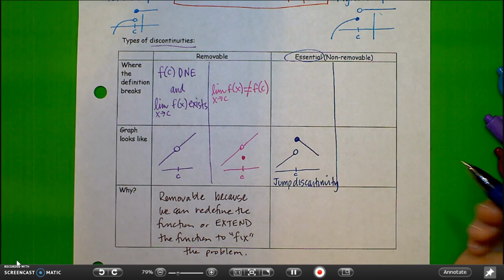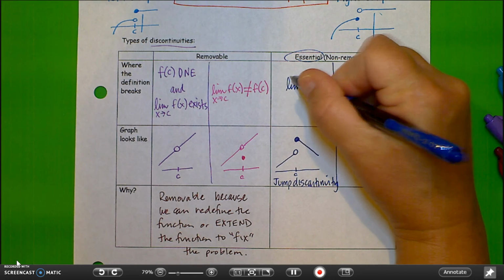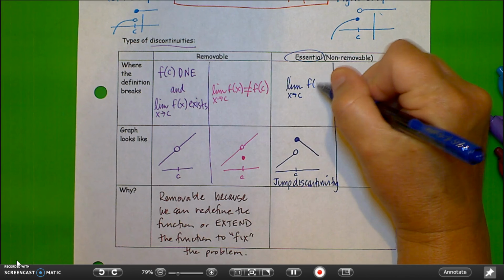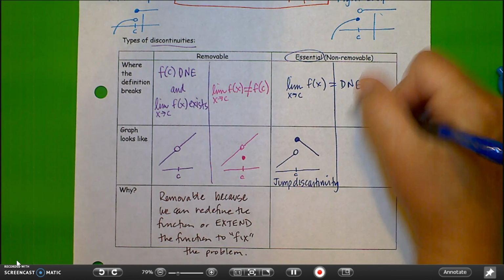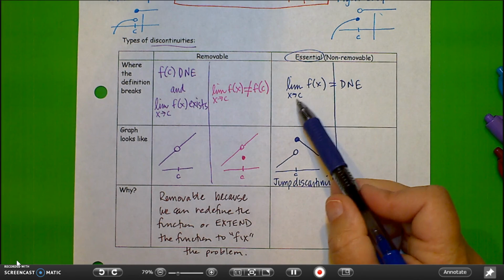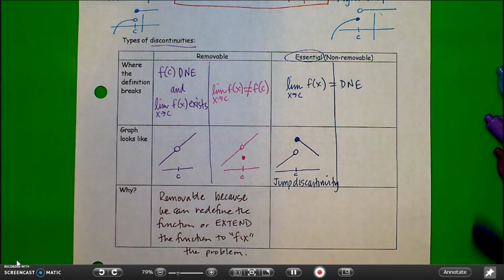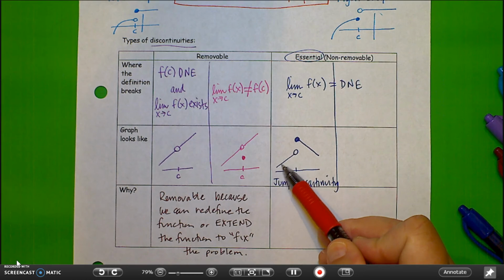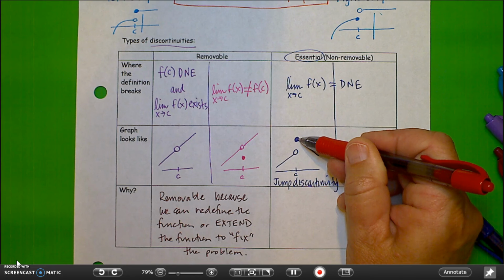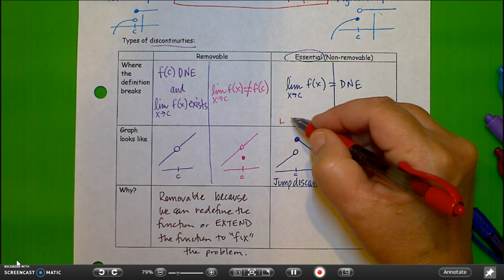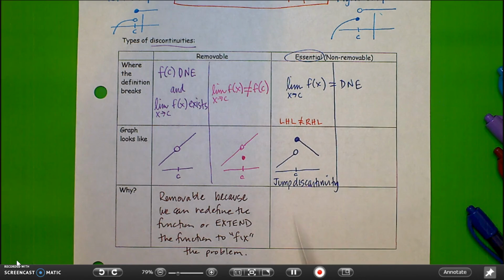The jump discontinuity occurs when the limit as x approaches c of f of x does not exist. Actually, that applies to all of these. The limit as x approaches c of f of x does not exist at c. And in this particular case, why does that happen? Because the limit as x approaches c from the left does not equal the limit as x approaches c from the right for this function. So I'm just going to shorthand it here. The left-hand limit does not equal the right-hand limit, the jump discontinuity.